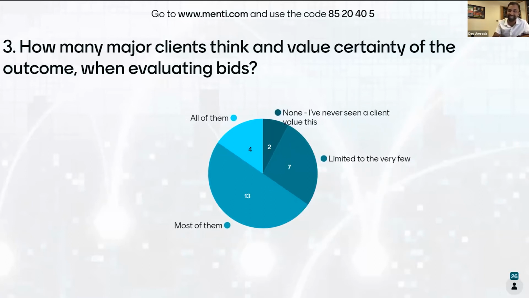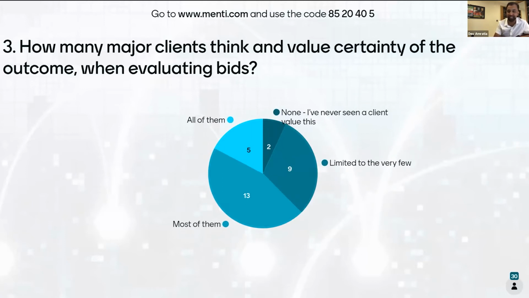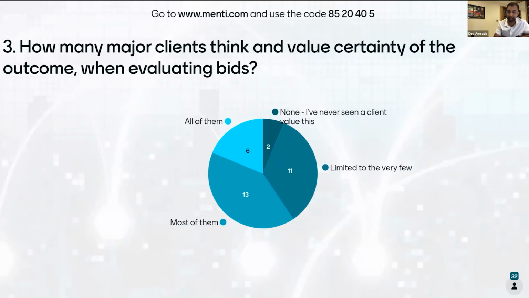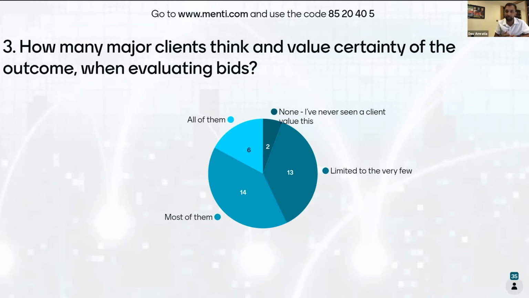I love it. So a few people have never seen this ever happen. I hope this changes with time for you. And I'm also glad to see that we have a few good ones, 6 out of 30, which means all the clients in 6 people's experience have actually valued this. I can tell you from my experience at Shell that Shell did it most of the time, right? Most of the time we would calculate the economic return of certainty in project evaluation.